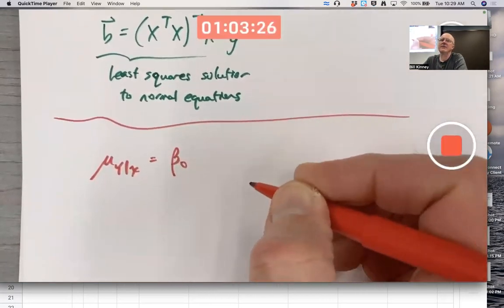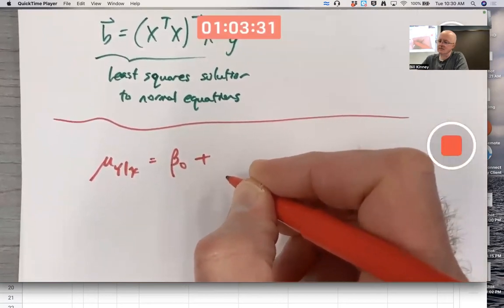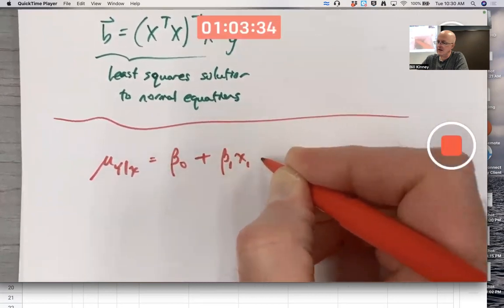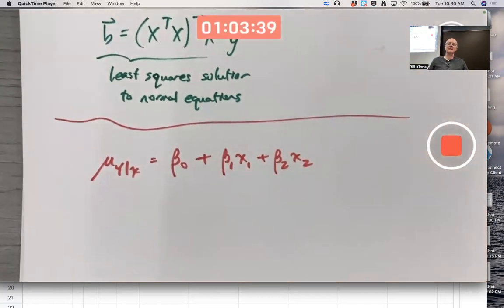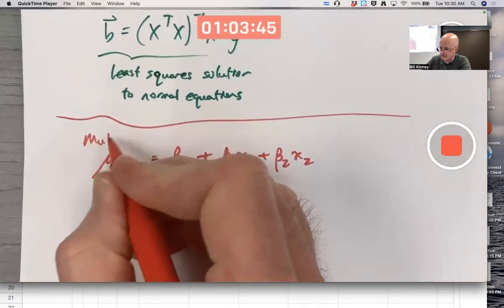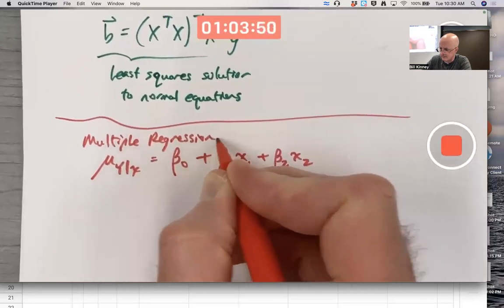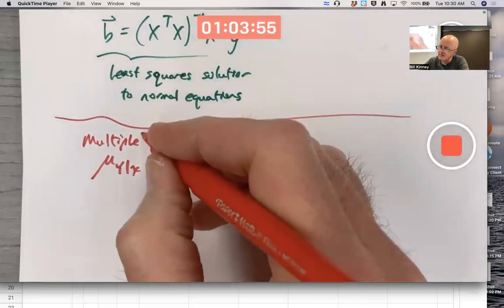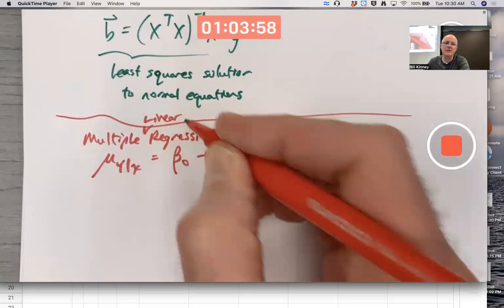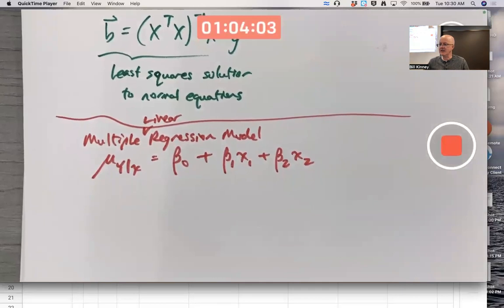Say mu is a function that's linear in 2 different variables, say x1 and x2. That's a different model. This would be called a multiple regression model, a multiple linear regression model, as opposed to a quadratic.